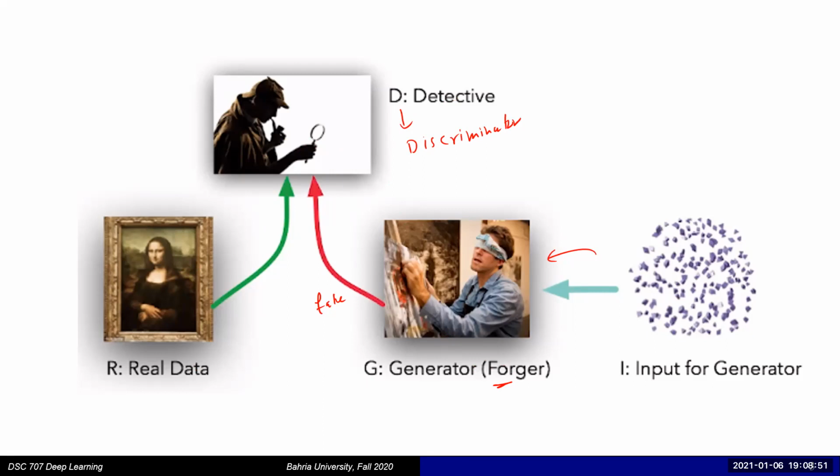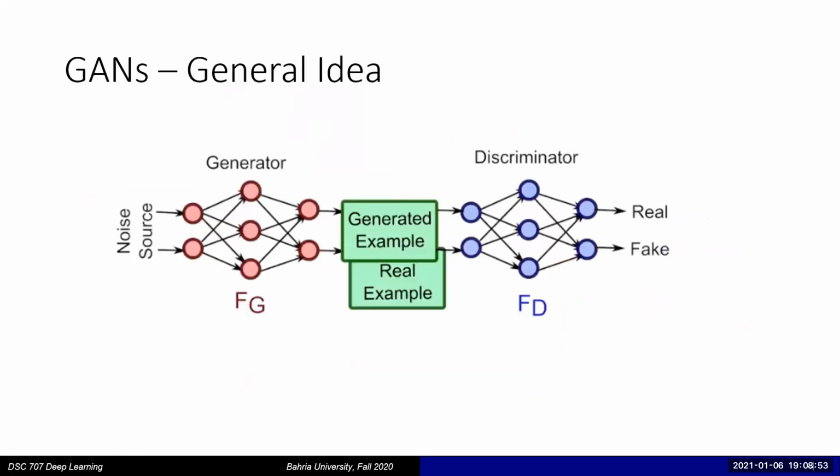Now, if we make it slightly technical, then the generator and discriminator are actually neural networks, as you can guess. So this is your generator network, which is getting some random noise source as a seed, and it is producing an example, which can be an image or anything else, but we'll be developing that idea with the help of images. And you will also have some real data available.